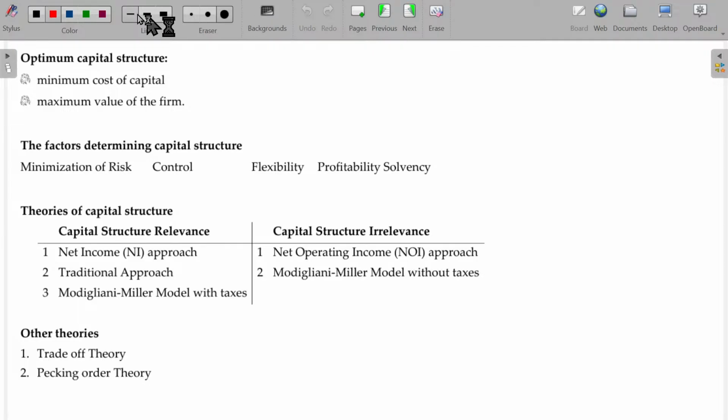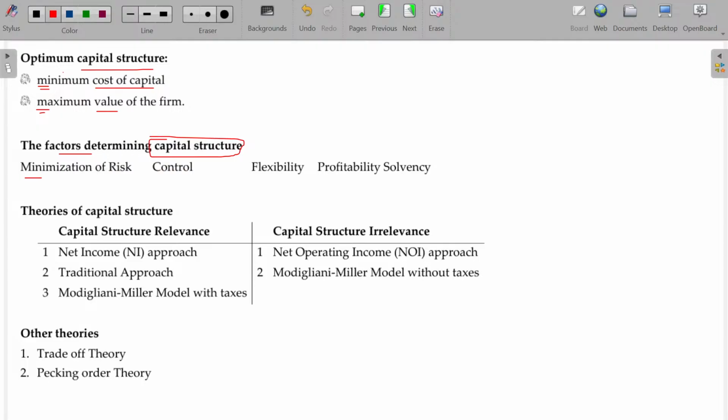What about my intention by studying this capital structure? Minimum cost of capital, as well as you have to maximize the value of the firm. That's the ultimate goal of the company. Then what are the factors to consider for deciding the capital structure?